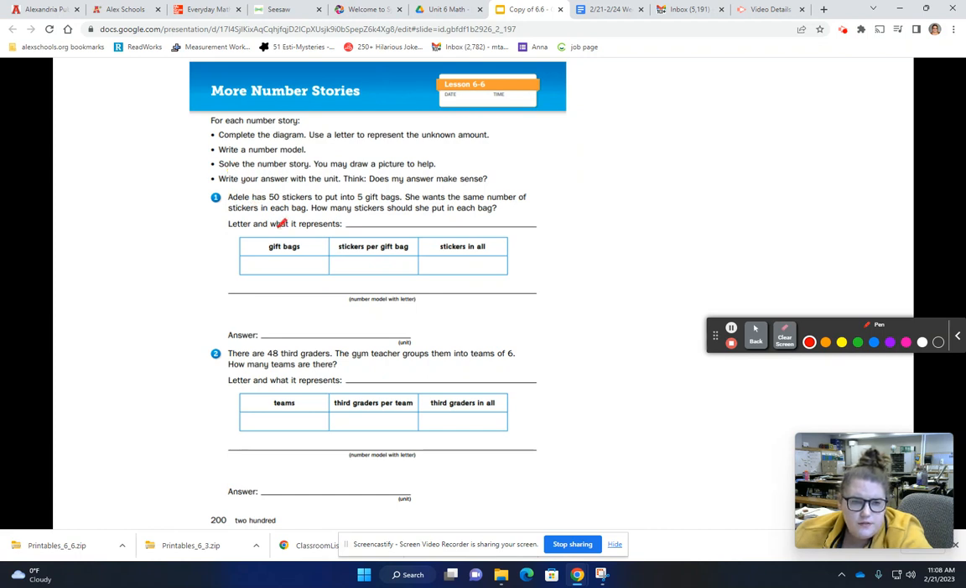So Adele has 50 stickers to put into 5 gift bags. She wants the same number of stickers in each bag. How many stickers should she put in each bag? We're going to use the letter S to represent stickers.